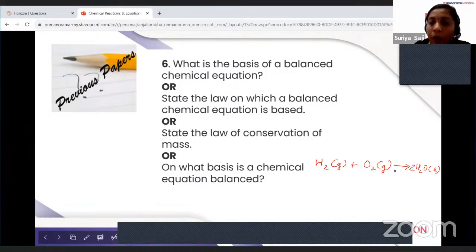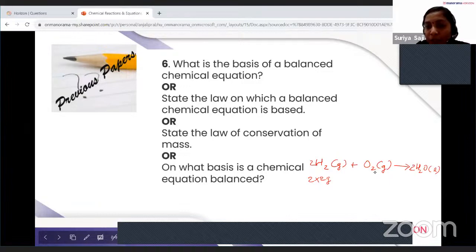Now the number of hydrogen has changed, so we will balance hydrogen as well. So this is the balanced chemical equation for the formation of water. So the mass of hydrogen: for H2 it is 2 gram, for 1 it is 1 gram, and there are 2 molecules of H2.